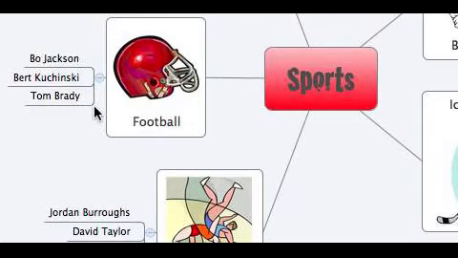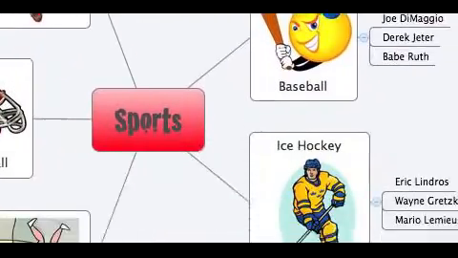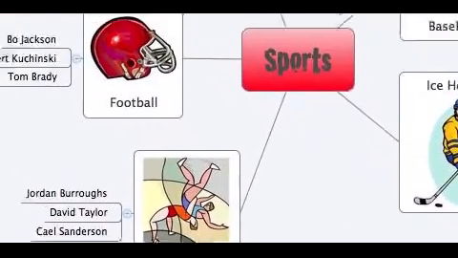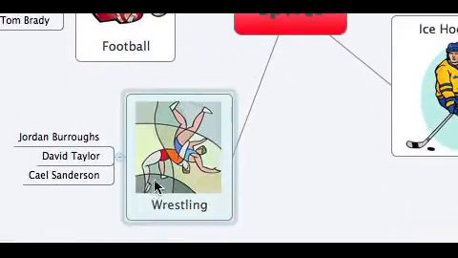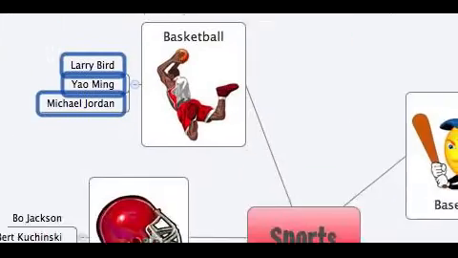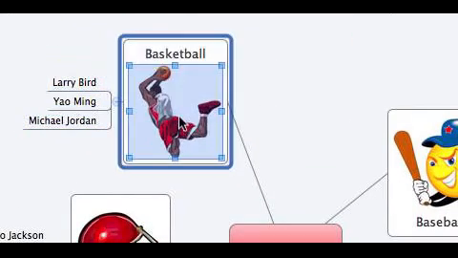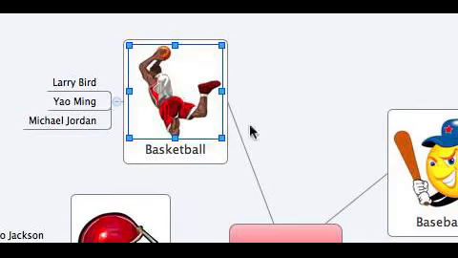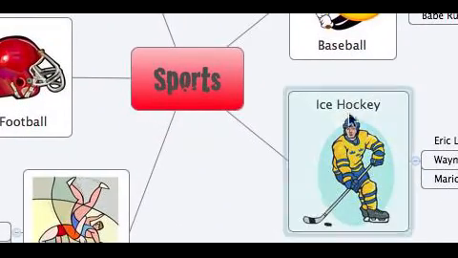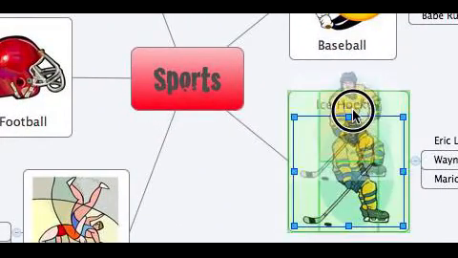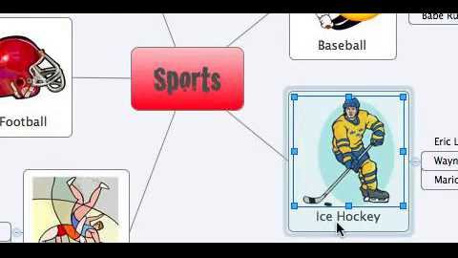So now I have my 5 pictures, my 5 sports here. Some of the sports names are on the bottom, some of them are on the top. I can easily adjust that if I wanted to just by dragging it to the top. If I just click on my picture and just drag it up, it'll put the words below it.